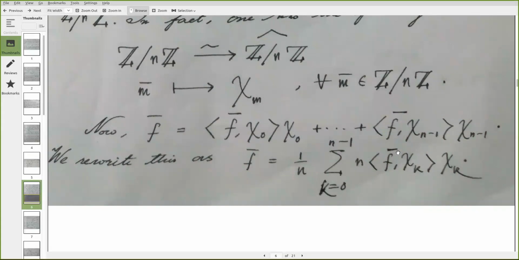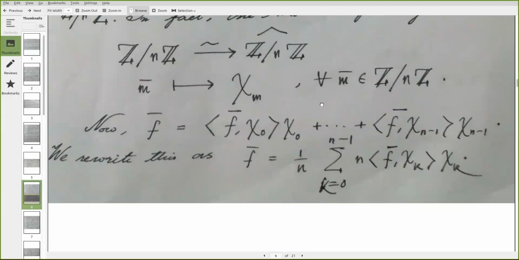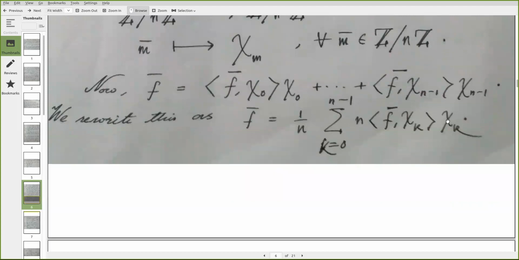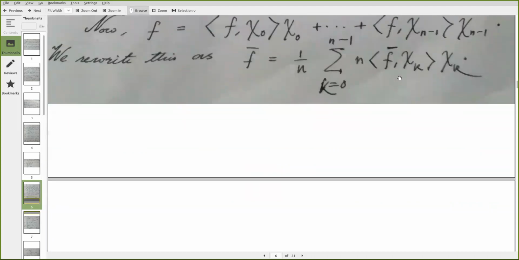Now, we will rewrite this equation. So f bar becomes 1 by n. We just multiply each and every term by n and then divide everything by n. So this is the case. Now we will focus on these coefficients.